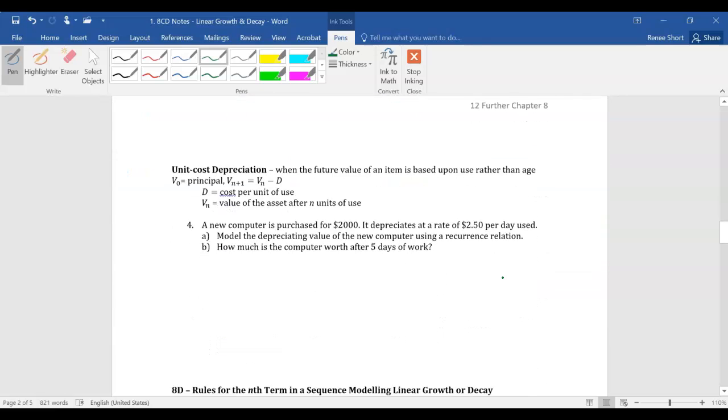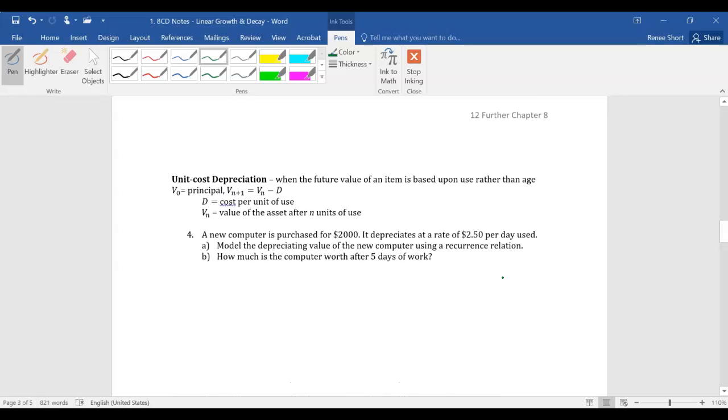Our second example here talks about unit cost depreciation, and unit cost depreciation is when the future value of an item is based upon its use rather than its age. So a classic example of this might be like a photocopy machine, and it is getting used by printing however many pages, and maybe after printing, I don't know, 50,000 pages, it's then lost its use. It's like down to scrap there or something. So again, we've got this same sort of rule with minus D, but this time D represents the cost per unit of use. So it might be, say, 4 cents for every page that's printed.